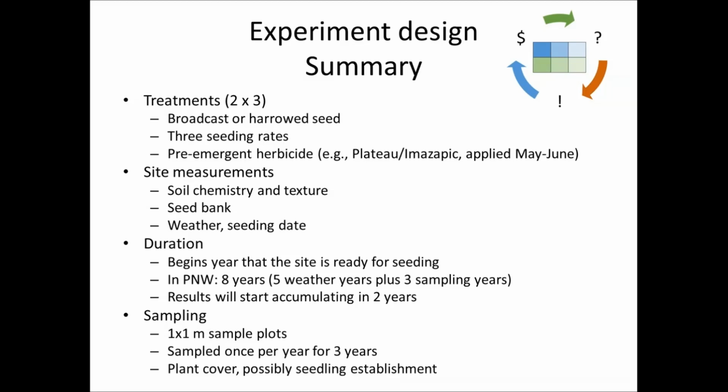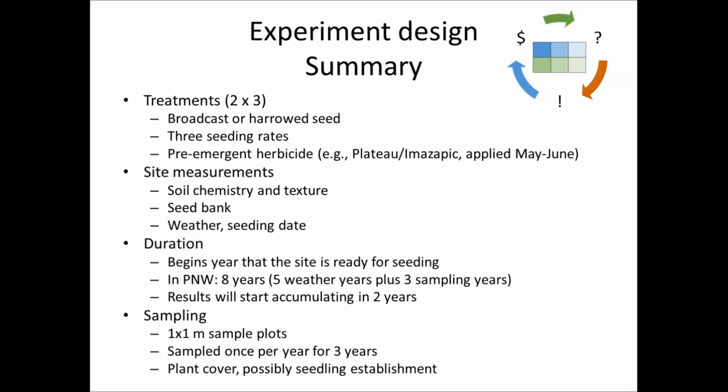The duration of this: the project is designed to have a block installed at a given site in the year that that site is ready for seeding. So the practitioner is already doing restoration there, for example, and the site is being prepared by the restoration practitioner. This experiment starts when that practitioner is ready to seed, or at least in the year they're ready to seed. In the Pacific Northwest, we're looking at an 8-year run, at least for the project. We want to have blocks start in each of 5 weather years. So 5 years in a row, we'd love to have several plots or several blocks start in each year. So we don't want them all to be in the same year. We want to spread this across time so we understand how different weather years affect our outcomes. And then we'll sample these plots for 3 years after they're seeded. And the results will start to accumulate really in 2 years.